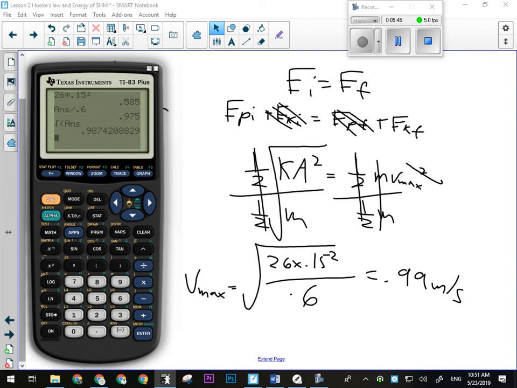Okay, everybody all right with how that one worked? Not really much different than what we did before with mgh. It's just we're substituting in something different. This would have been the top of the hill and the bottom of the hill.